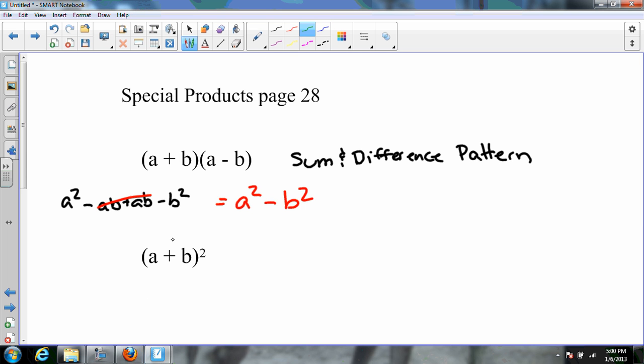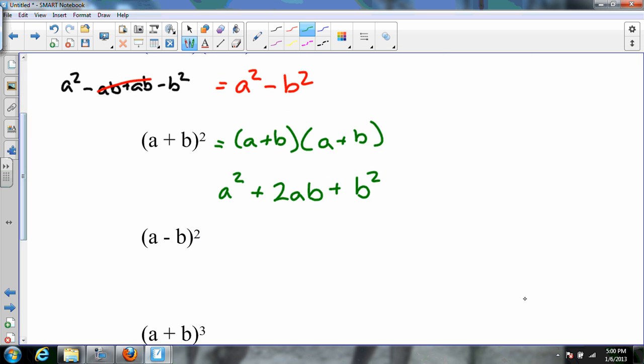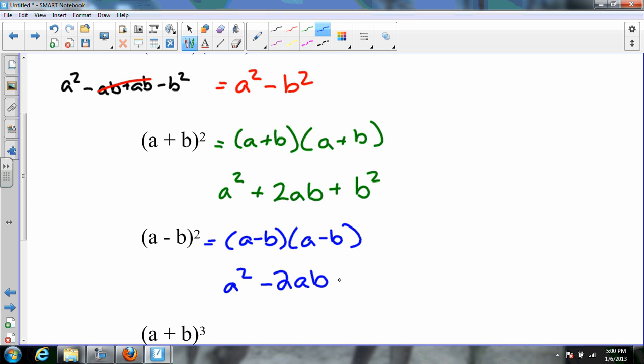Our next one, we have the quantity a plus b squared. That actually means to take a plus b times a plus b. What you do is you square the first term a, and then take plus 2 times a times b plus b squared. If you have the quantity a minus b squared, it's really a minus b times a minus b, and that goes to a squared minus 2ab plus b squared.